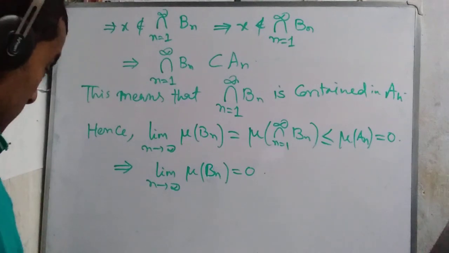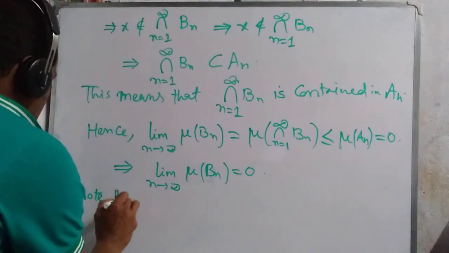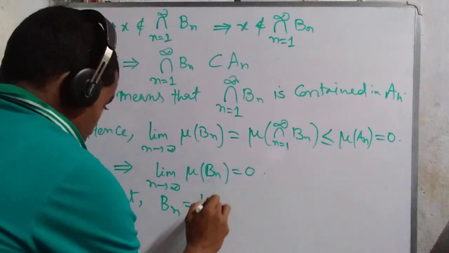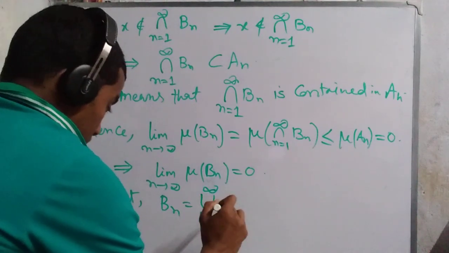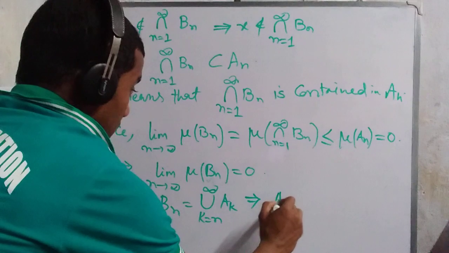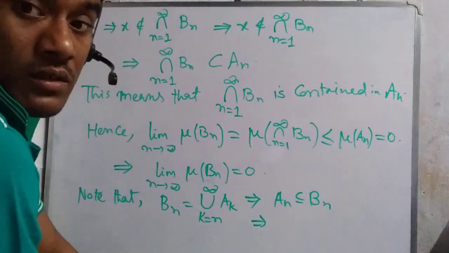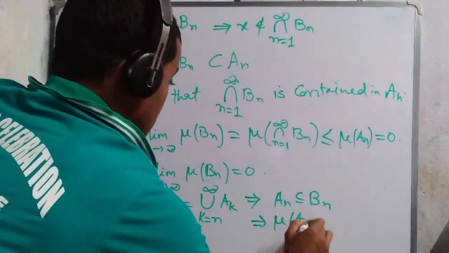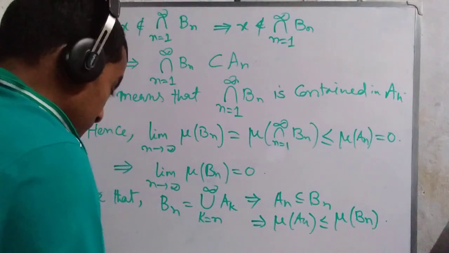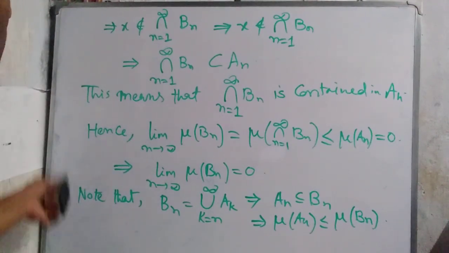Then what happened, then we write it here. Note that B_n equals the union of k equal to n to infinity A_k. This implies A_n is a subset of B_n. This implies mu of A_n is less than or equal to mu of B_n. So we erase our portion.